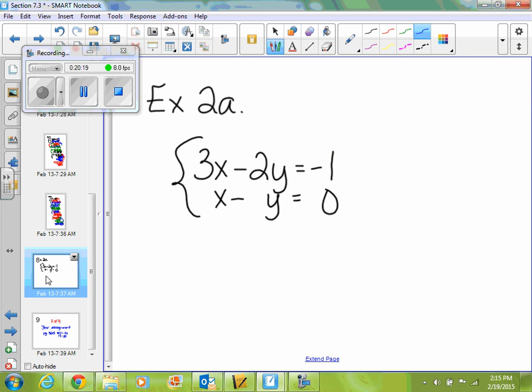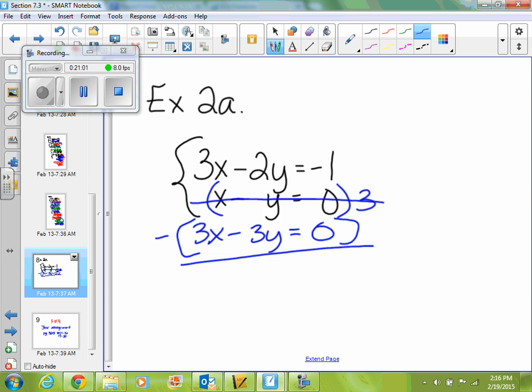Alright, so we're going to do one that's just a 2 system, and then we'll be done. So we're given 3x minus 2y equals negative 1, and x minus y equals 0. Because this is just a 2 system, these are things we've been doing already. It's what you just quizzed on yesterday. So multiply our bottom equation by 3 so that they'll be the same. So 3 times x gives me 3x, 3 times y gives me 3y, 3 times 0 gives me 0.